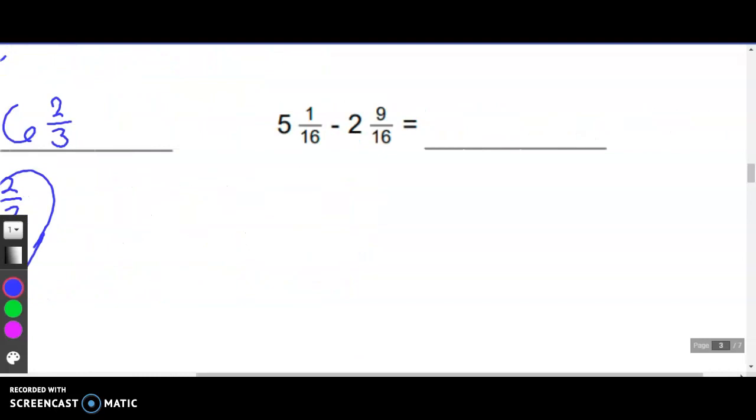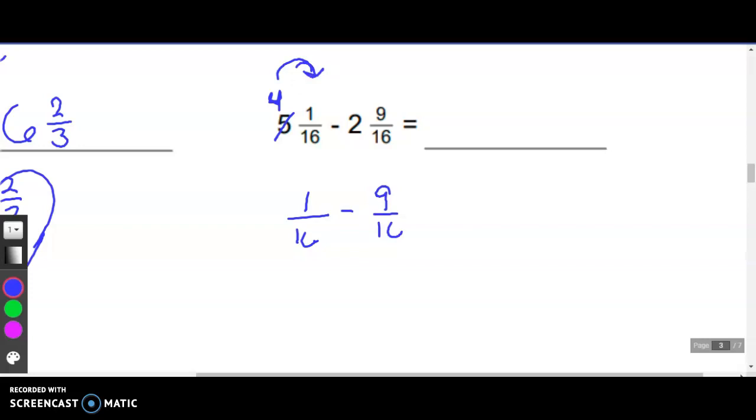We try it here. We're definitely going to have to borrow here, because we can see that obviously we're going to do 1/16 minus 9/16, and we cannot do that, so we borrow from the 5. We're going to borrow 1 whole from the 5, so it goes from 5 to 4. And when we're borrowing 1 from the 5, what we're really doing is we're going to give 16/16 to the fraction, because 16/16 is 1.